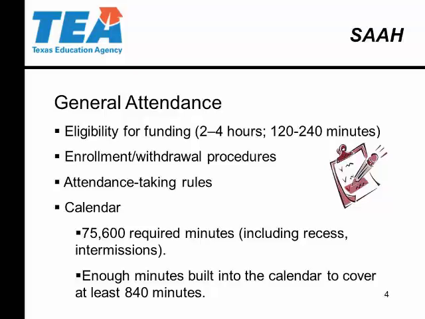So just make sure your calendar has 75,600. That now includes recess, intermissions, and in-class breakfasts. So you can pretty much include anything as long as it's from the first bell to the last bell to get to your 75,600. You need to make sure there's enough minutes built into the calendar for at least 840 minutes. That's 2 days for any calamities, bad weather, health or safety concern. Just a good practice to do.